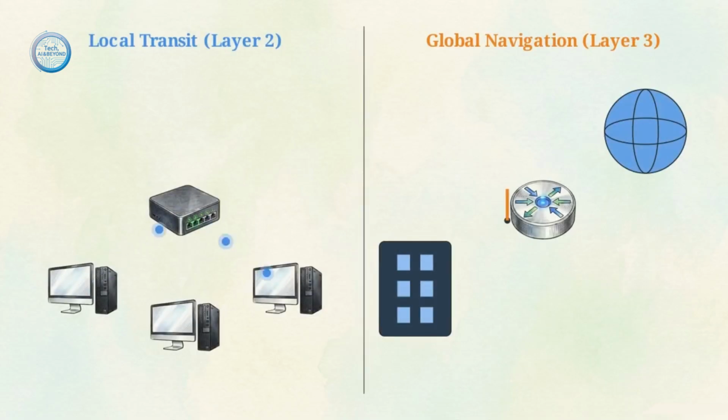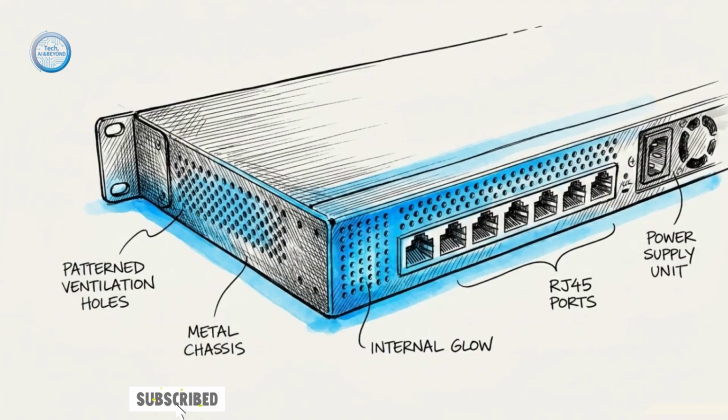different architectural layers. Switches act as the high-speed transit engines of the local area network, pushing data between computers in the same office. Routers serve as the gatekeepers that determine how that data navigates the global web of disparate networks. The real divergence reveals itself under the chassis.